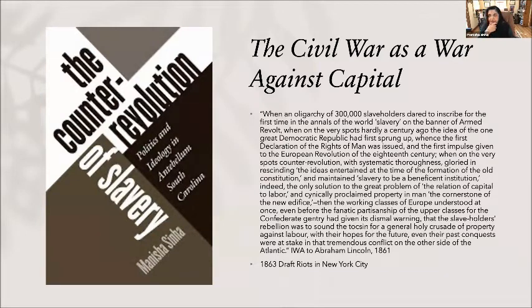But the 1863 Draft Riots was one of the worst and most visceral demonstrations of racism in this country. Besides the slaveholders' rebellion, it was the second largest domestic insurrection in the United States, and they killed so many people. They burned to the ground the colored orphanage. They attacked the homes of prominent abolitionists and Republican Party people.